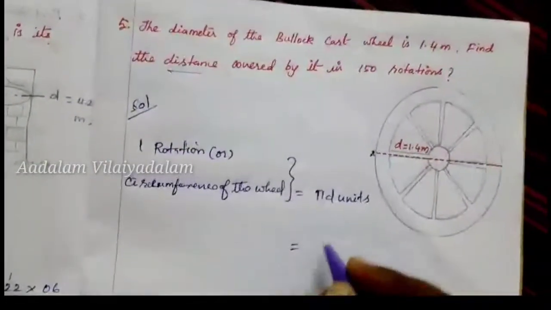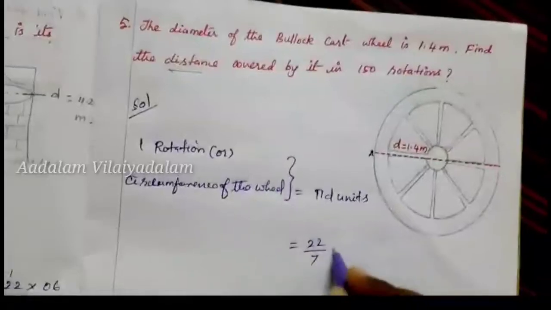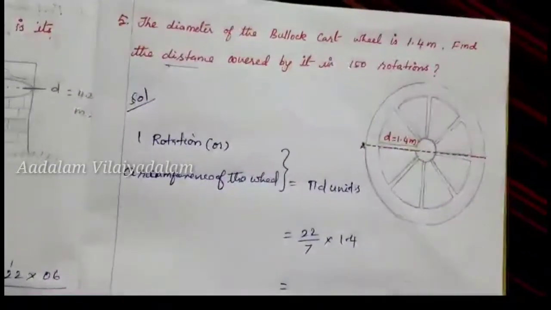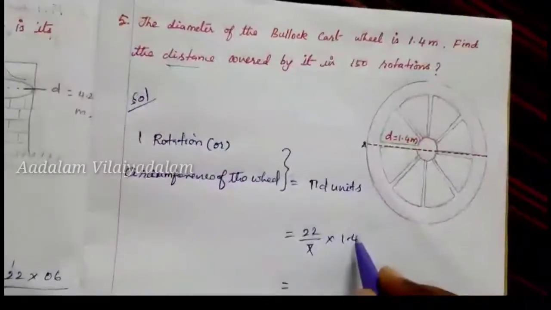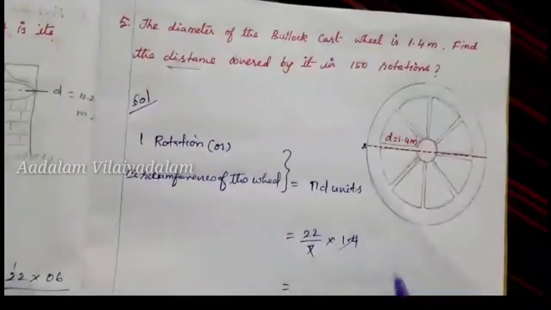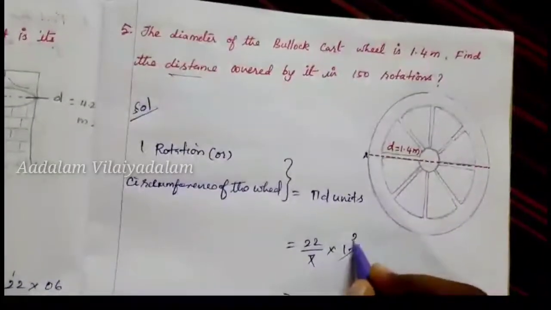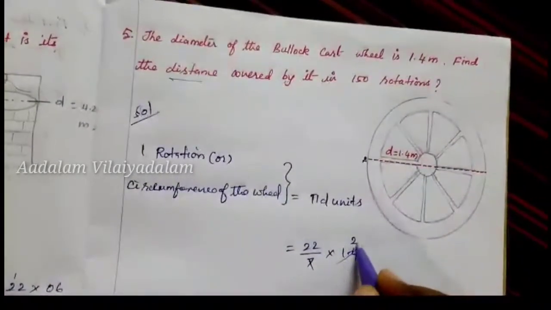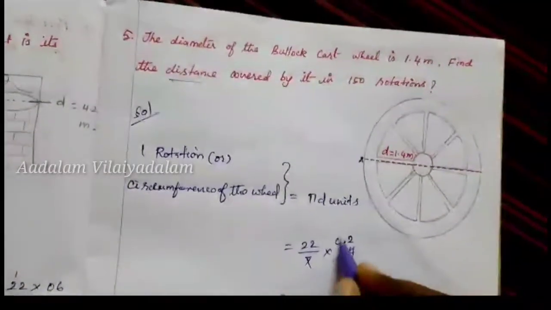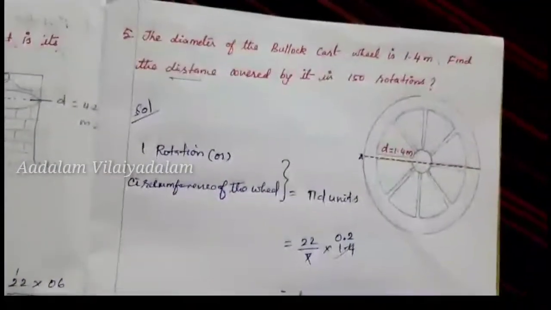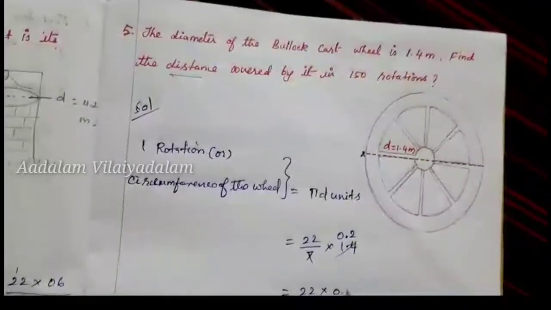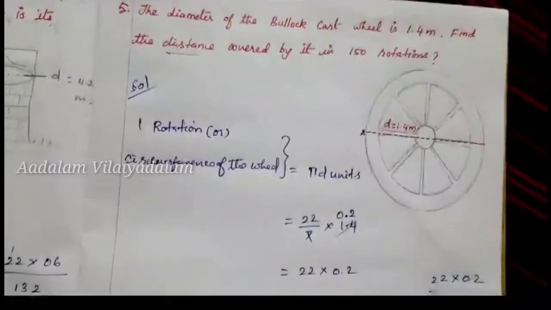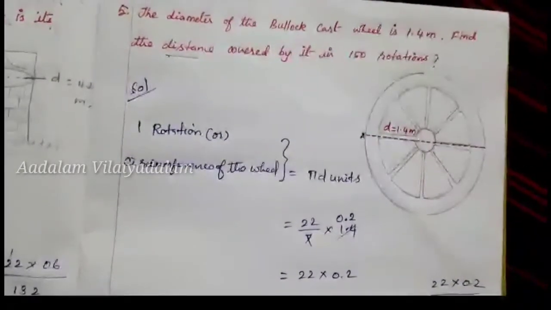So therefore we could substitute 22 by 7. Then the d value is given as 1.4. If we divide by the 7 table, we get 2 sevens are 14. Then put 2. Then there is a 1 digit, so move the 1 digit, then you will get 0.2. So therefore 22 into 0.2, the product of this you will get 4.